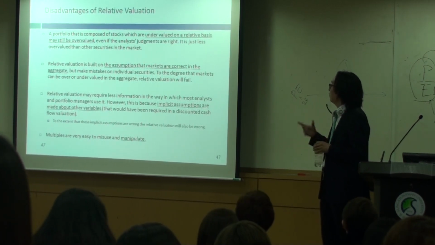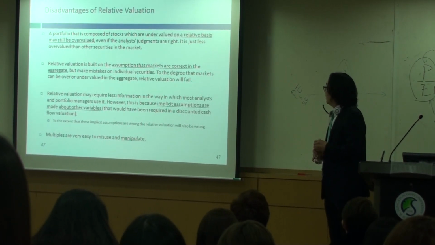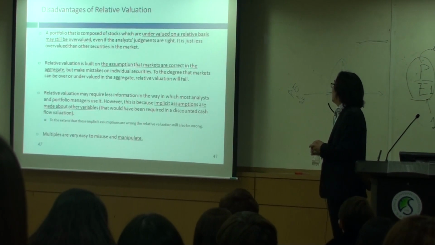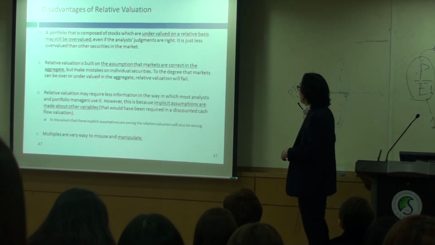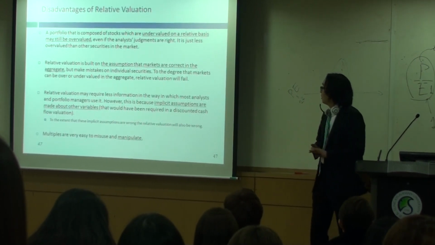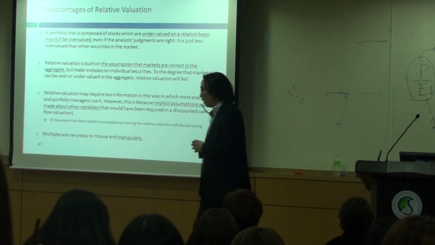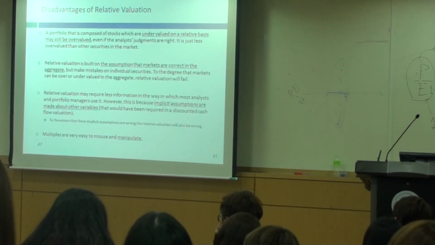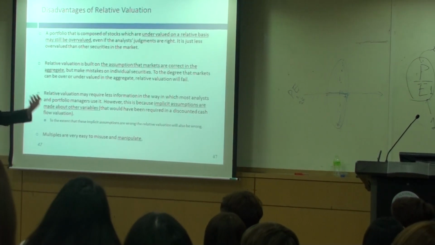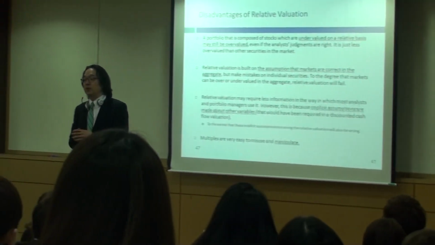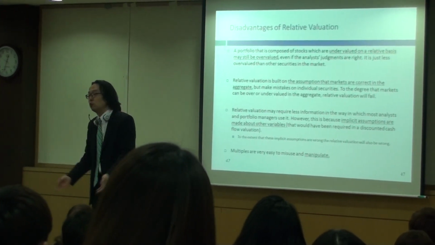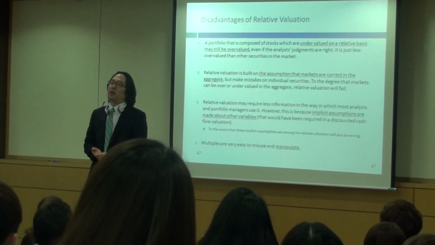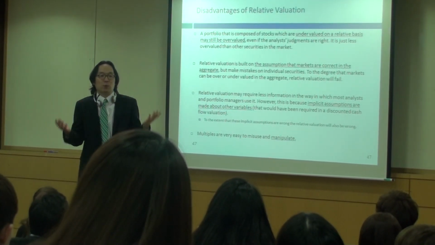If the market is valued in aggregate, relative valuation will fail. And relative valuation may require less information, so most analysts and portfolio managers use it. But every now and then, people come up with their own creative multiples. PE multiples have been surviving for long. But over time, people have been inventing new multiples, and scaring you like hell, as if they are the star with their own created multiples.